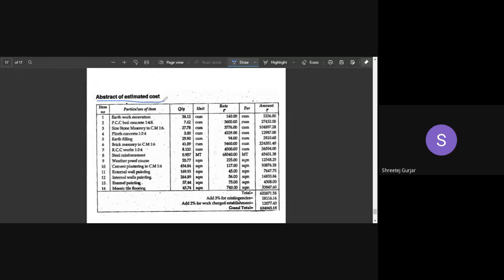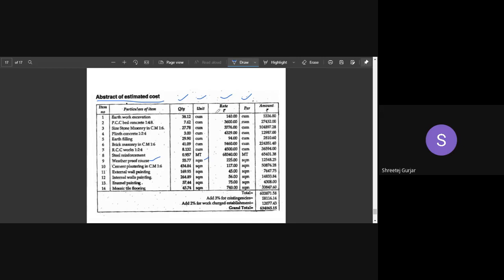So this includes what? Writing down your item of work, the quantity and the unit of measurement. Then we need to apply our rates. If this is for earthwork in excavation, it is in cubic meters, so your rate is per cubic meter. Coming to an example of your weatherproof course, it is measured in square meters, so your rate will be per square meter.